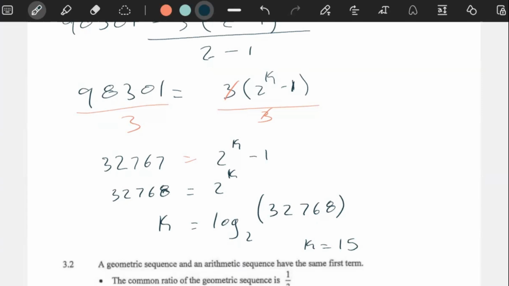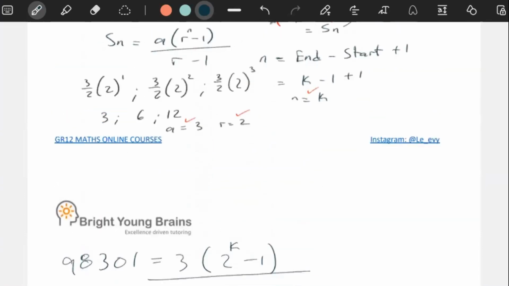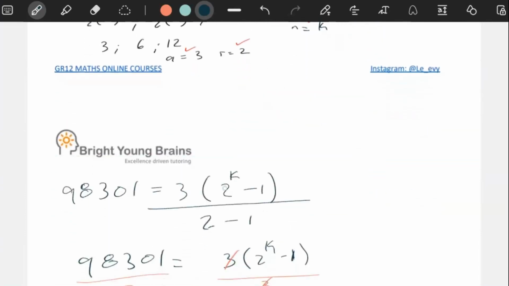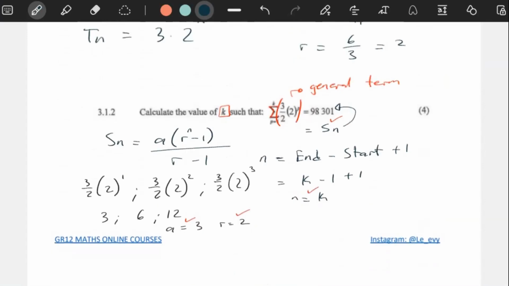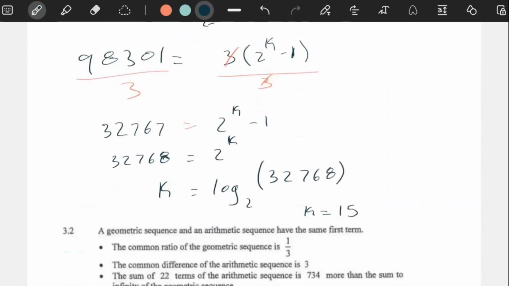So all this that we have done, we can clearly see that it has given us an answer that is very believable to be the correct answer. But if you always want to test all this, you can just put a 15 where k is, and you should get the number on the left hand side. So if you do that, 3 with 2 to the power 15 in brackets, and then 2 minus 1. Yes, you do get the number on the left hand side. So for 4 marks, this didn't look too bad.